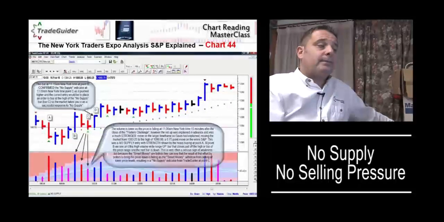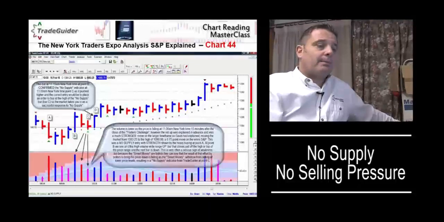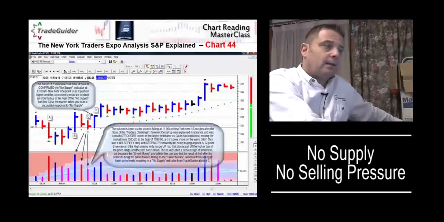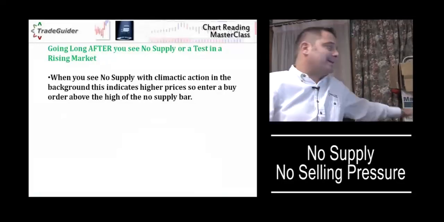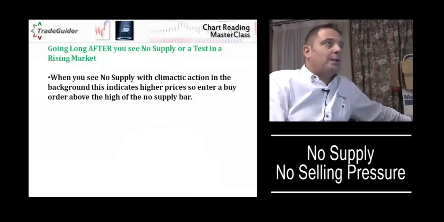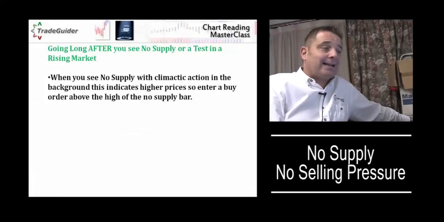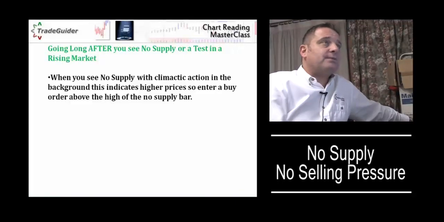And again, Tom does say that when you see these principles, if you know what you're talking about, you have no problem explaining it to people, as we do here. So, going long after you see no supply or a test in a rising market: when you see no supply with climactic action in the background, this indicates higher prices. So enter a buy order above the high, as we've suggested.